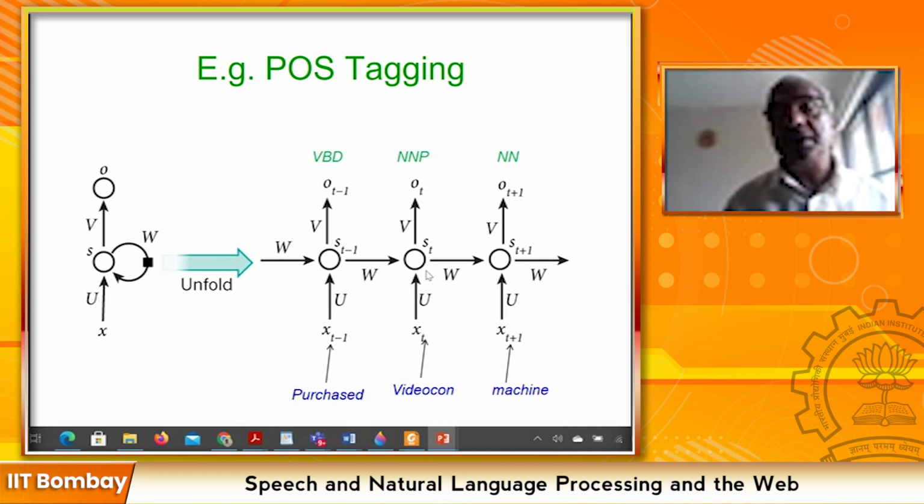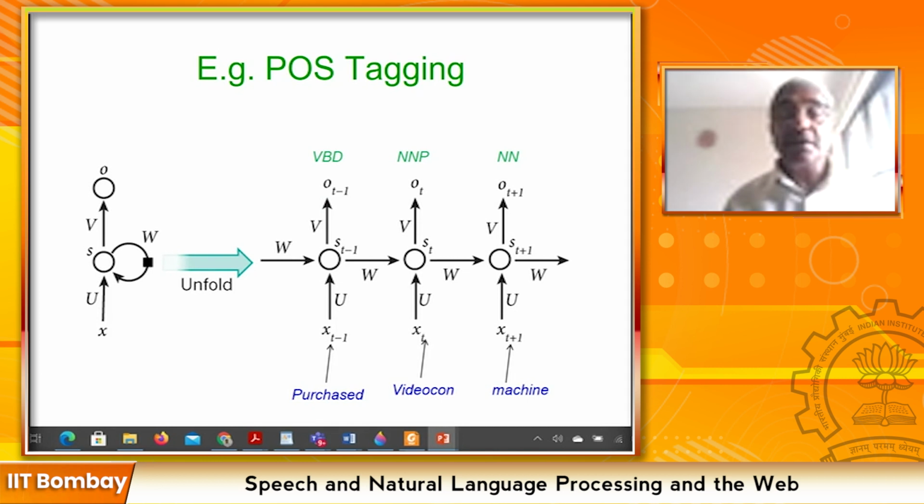And it also gives rise to a state which is the input to the next state where the output has to be NN. Okay, so you can see conceptually that this is a very elegant framework which evolves over time. And this evolution over time can be simulated by a feed-forward network. Now, this is an example of a sequence-to-sequence transformer. The purchased Videocon machine is transformed into another sequence VBD, NNP, NN.